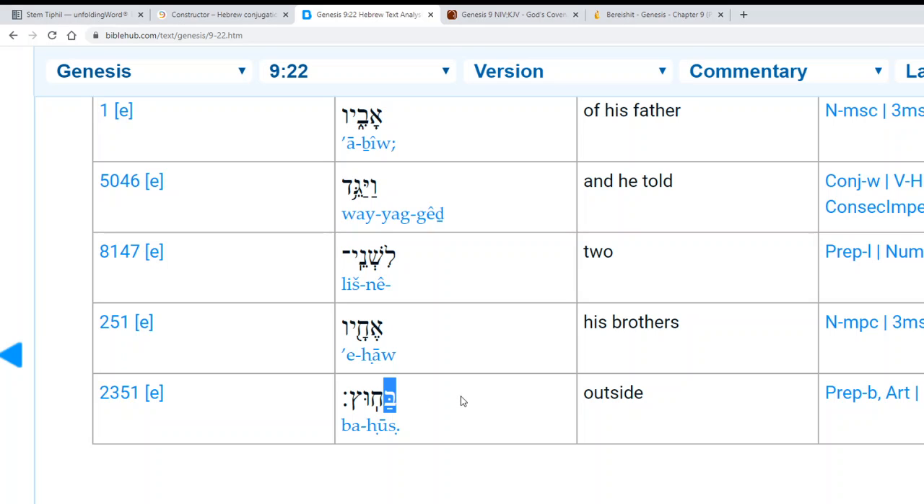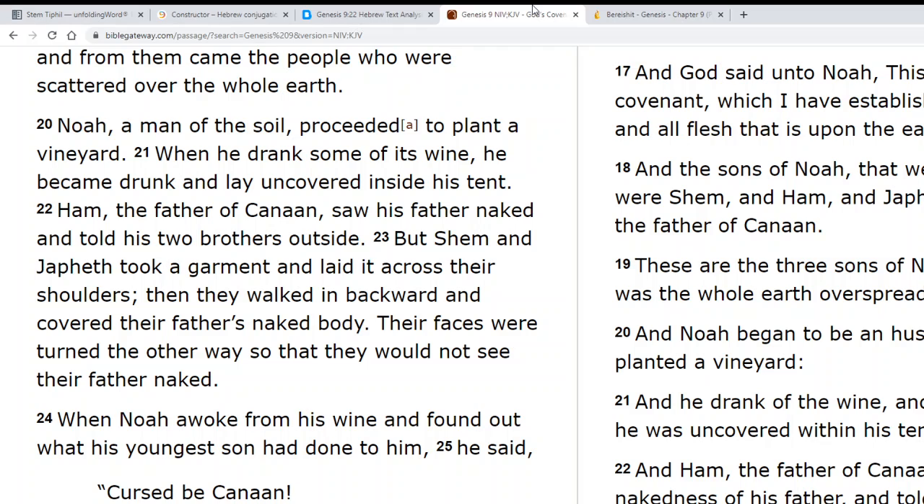Bachutz. Prepositional bet with the article. Chutz means outside, right? But bachutz, outside. We had mibaytu, but mibachutz, michutz, when we talked about the ark before, from inside and outside, right? So this is outside.